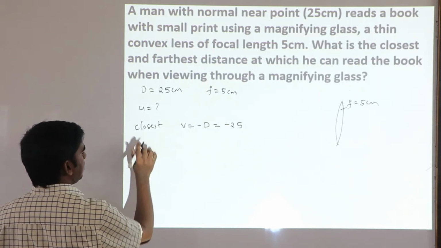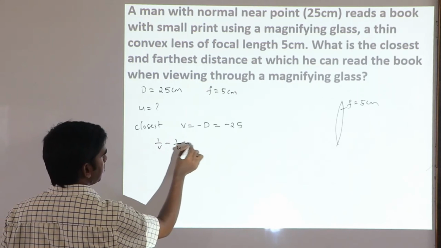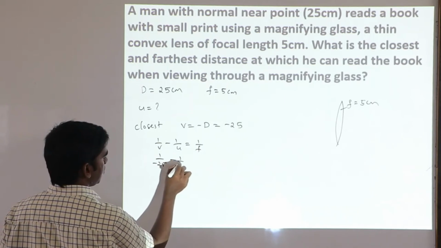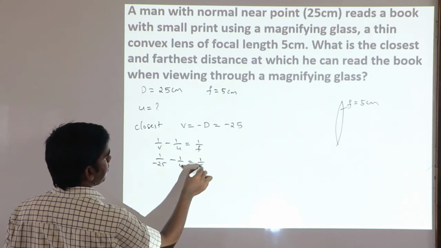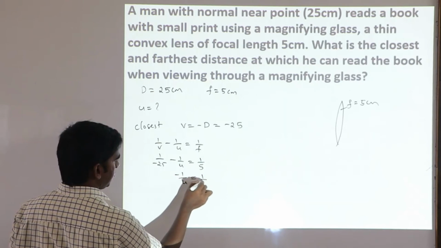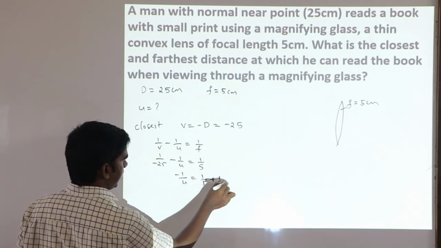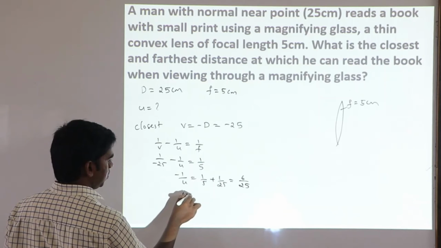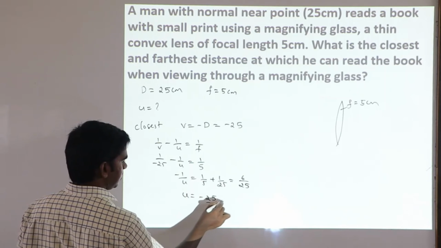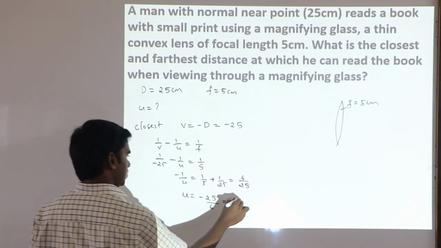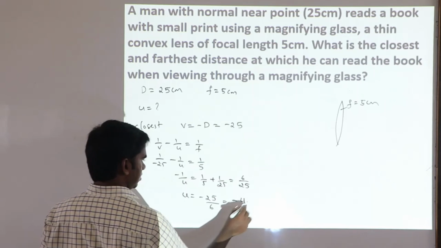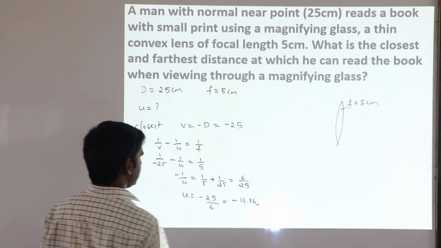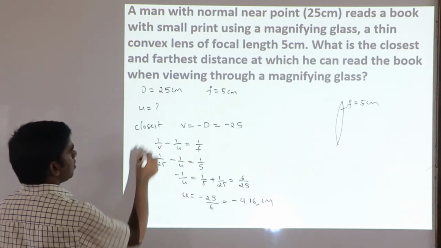Okay, so now find the object distance. 1 by V minus 1 by U equals 1 by F. So V is minus 25. Minus 1 by U equals 1 by 5 plus 1 by 25. So this is going to be 6 divided by 25. So U equals minus 25 by 6, which is 4.16. Okay, so this is the object distance for closest.